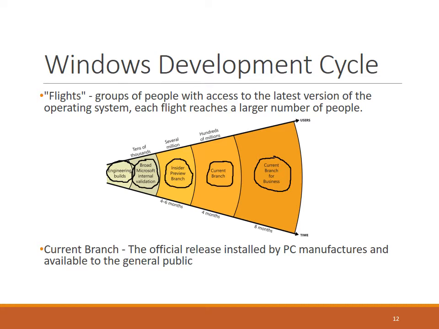The current branch is the official release that's installed by PC manufacturers and is available to the general public. So after a major update is released, then the manufacturers will get the current branch as well as the general public, and this is what you'll see come pre-installed on machines that are sold by HP, Dell, Microsoft, companies like that.